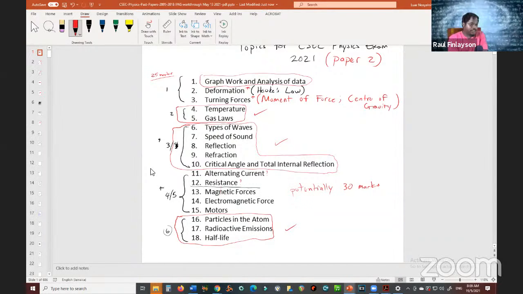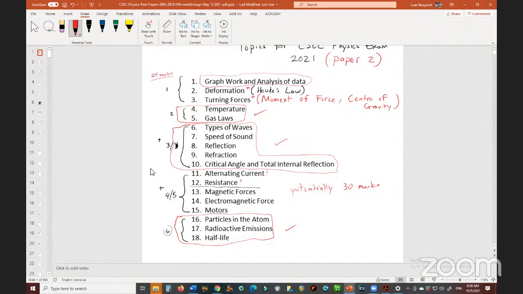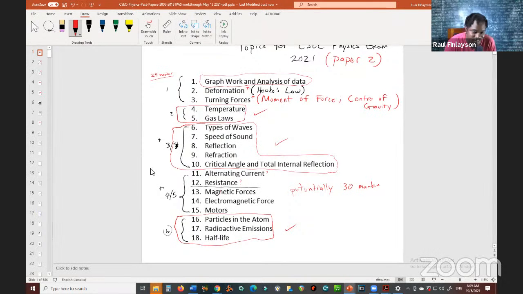Yeah, I would say, guys, you start by knowing what these topics are. You start by learning the definitions. What is alternating current? What is resistance? What is magnetic force? What's an electromagnetic force? And what is a motor? Answer those questions. That's a start, because the questions will build on that.